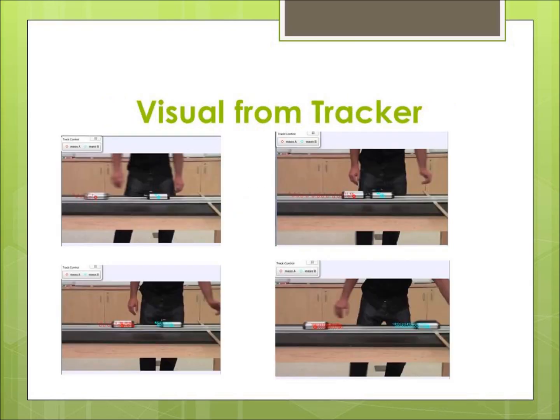My visual from Tracker shows the two carts. The first cart that is moving initially has a mass of 1.5 kilograms. The other cart, that is 4.5 kilograms, is stationary in the beginning. After the two carts collide, they move apart from each other with different velocities.